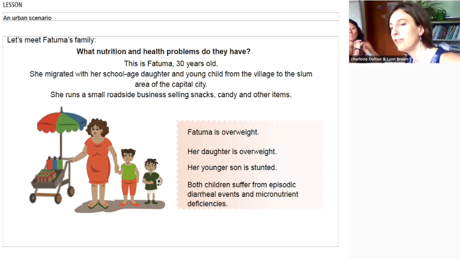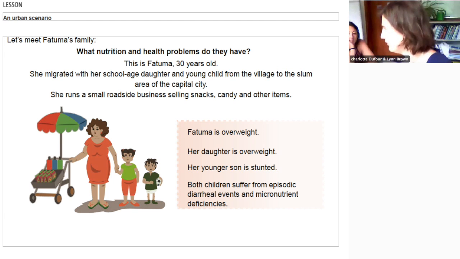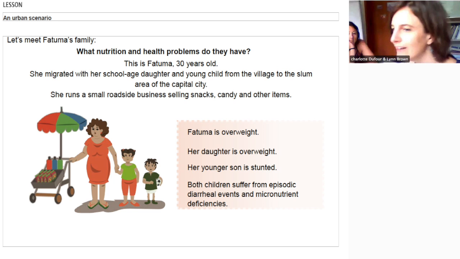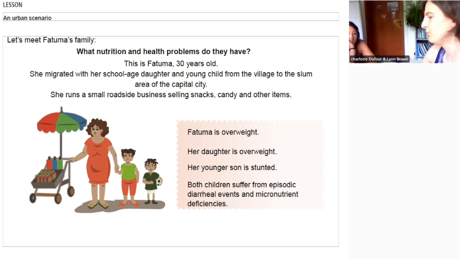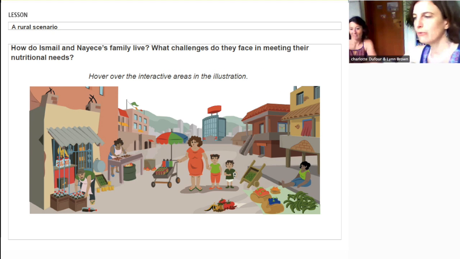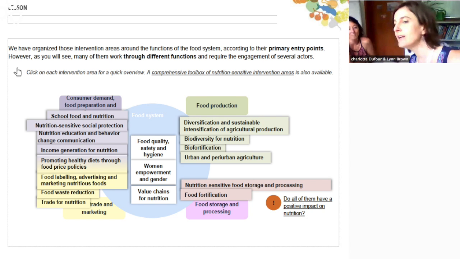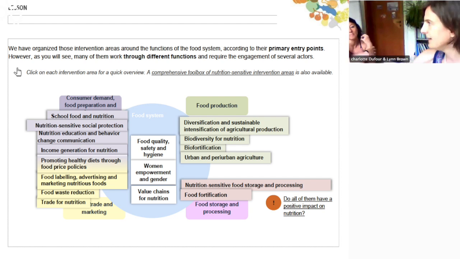We also work with Fatima and her family. Fatima is living in an urban slum and she is overweight. Her children are stunted and overweight. They have micronutrient deficiencies. She's a street food vendor. They're accessing food in a very different way. There are issues of food safety, of poor school meals or no school meals at all in the school, et cetera, et cetera. And so this is really trying, in a very practical approach, to unpack what a food system approach means to addressing nutritional problems, and what are the intervention areas that we can use to address their different needs.